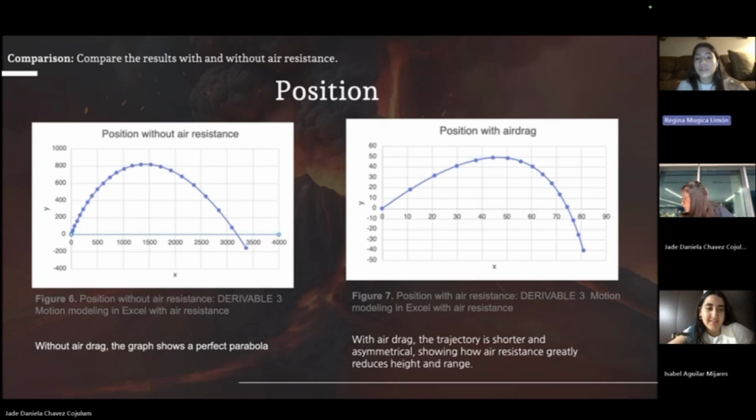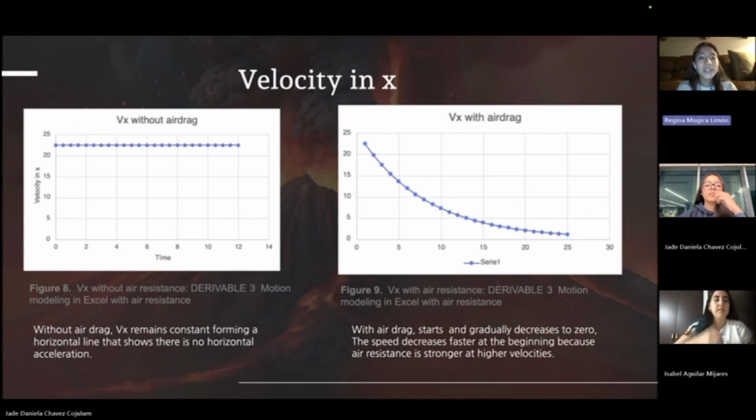With air drag, the trajectory is shorter and asymmetrical, showing how air resistance will reduce height and range. For velocity next, without air drag, we can see that it remains constant, forming a horizontal line that shows there is no horizontal acceleration. With air drag, on the other hand, it starts high and gradually decreases to zero. The speed decreases faster at the beginning because air resistance, as I said before, is stronger at higher velocities.